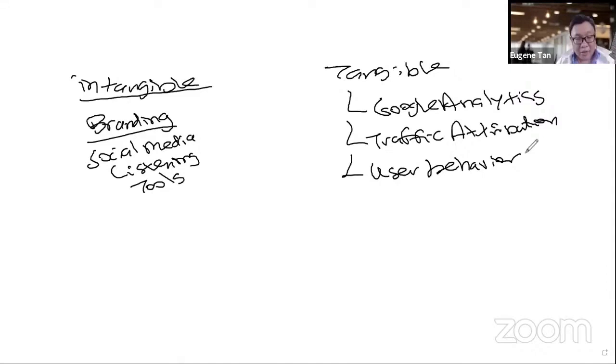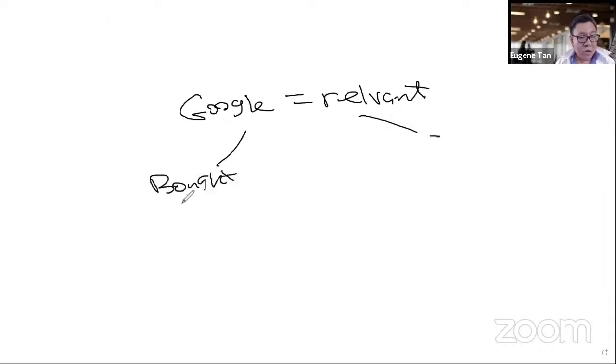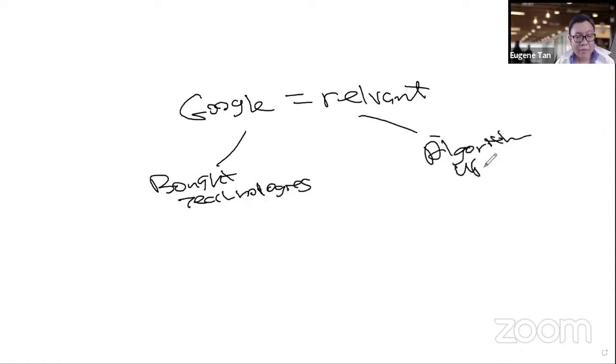And as we have seen in the earlier segment, how did Google remain relevant, right? Yahoo came in 1994, Google came 4 years later, and they were able to stay relevant because of this. This is just a recap. So Google equals relevant because of these 2 points: they bought technologies and they made algorithm updates.